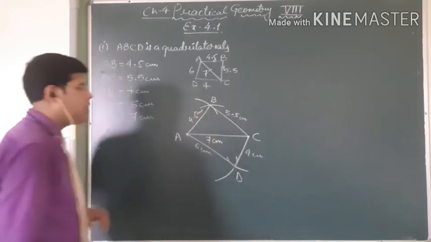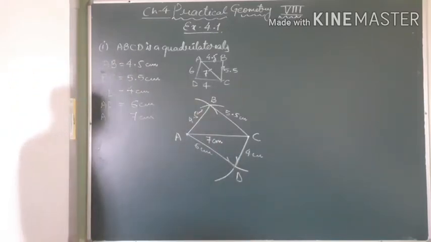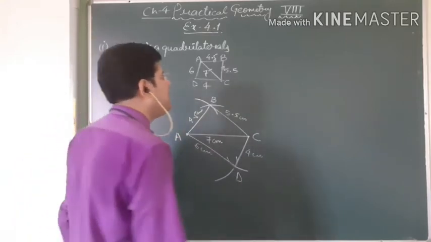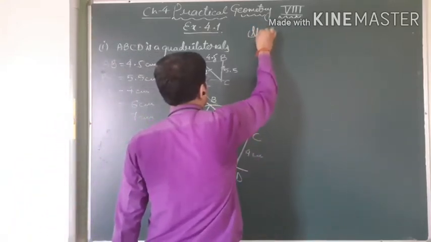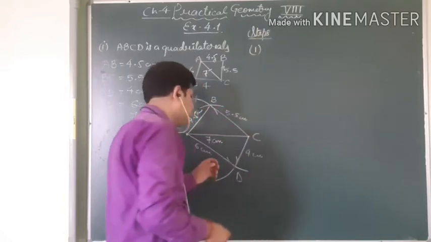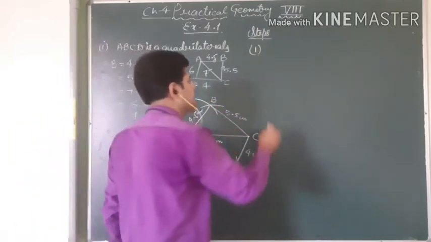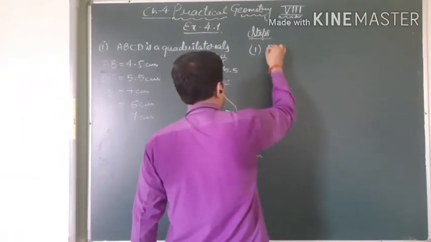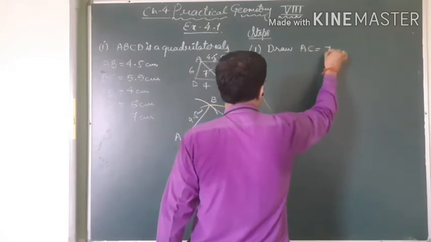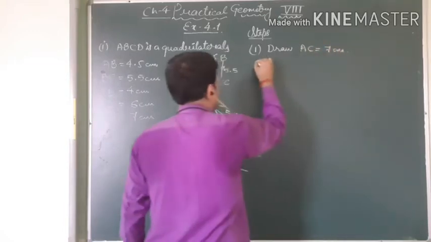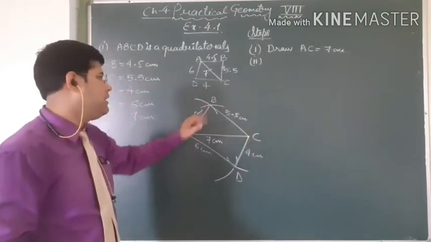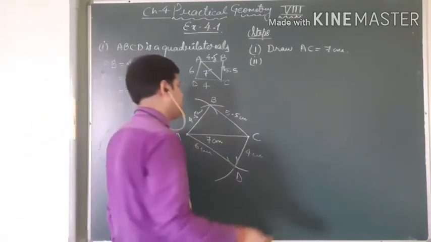Okay students, now what is required after forming a full complete figure? We have to write steps. In the first step, what we have made first is AC. So draw AC equal to 7 cm. Now in the second step, what we have made? We have made AB from the point A. So write that thing.